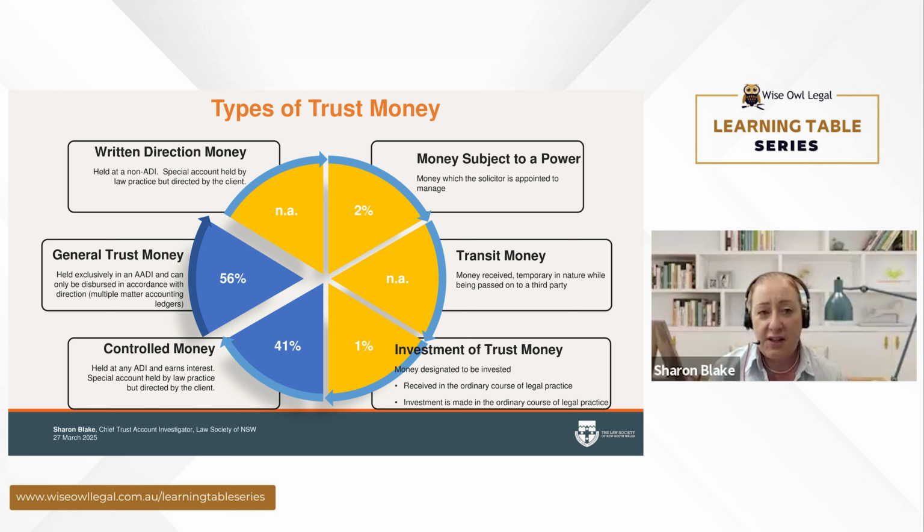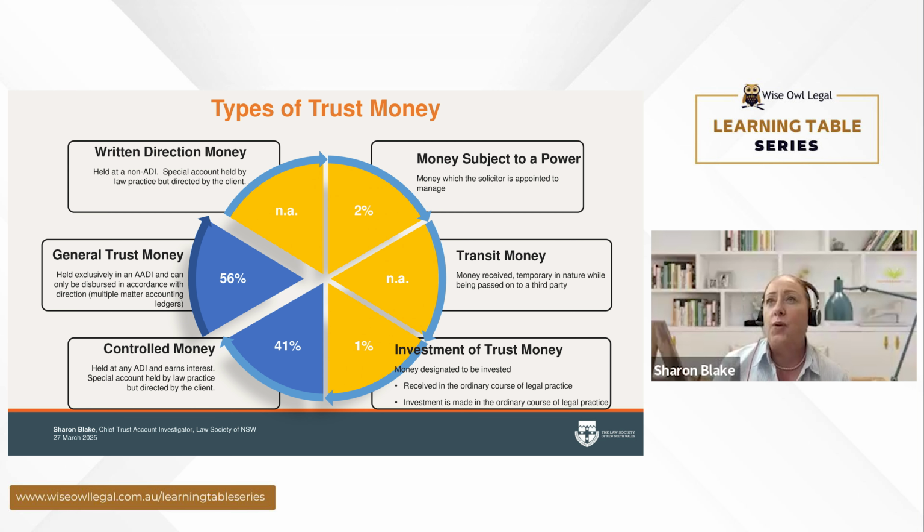This is money received by the solicitor that is designated by the client to be invested on their behalf. Money received by the law practice for investment purposes is not trust money unless the law practice receives the money in the ordinary course of legal practice and primarily in connection with the provision of legal services, and the investment is made in the ordinary course of the legal practice and for the ancillary purpose of maintaining or enhancing the value of the money or the property.